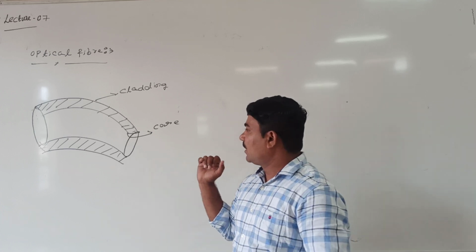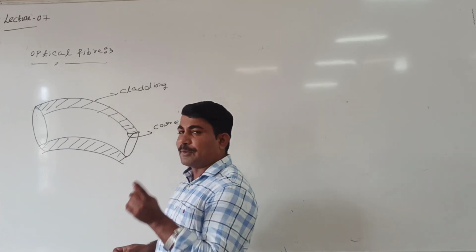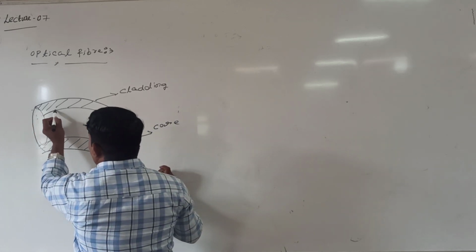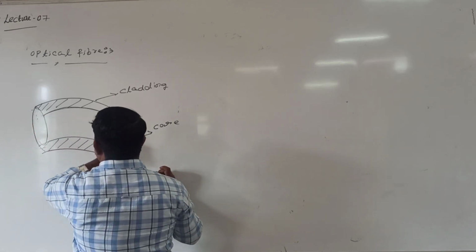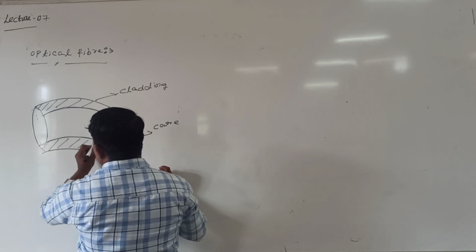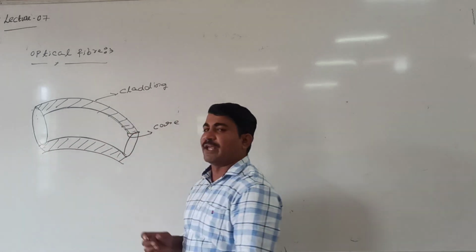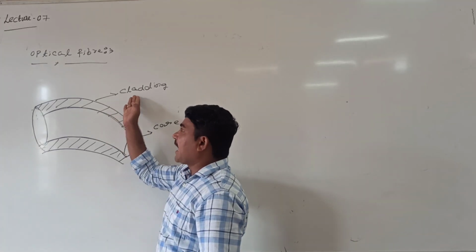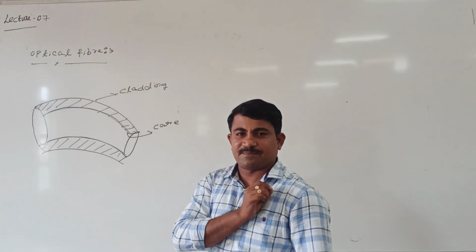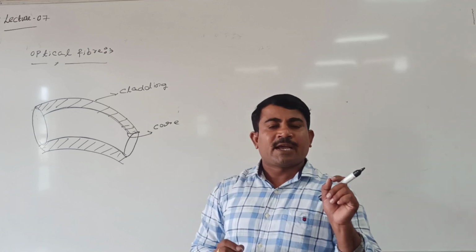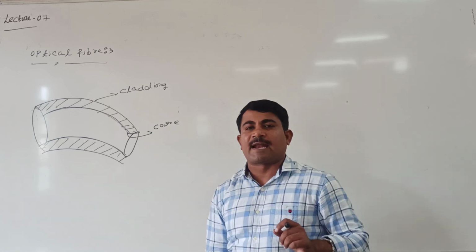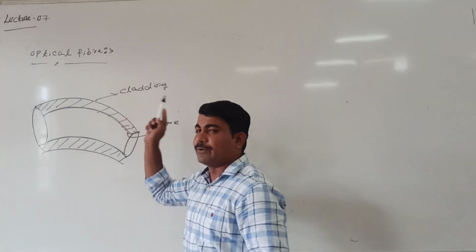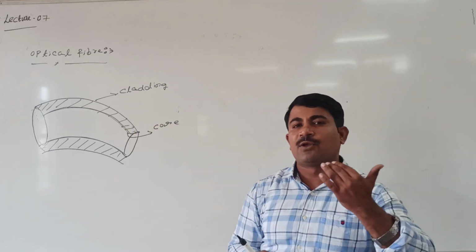See here. Optical fiber consists of two surfaces. One we call the core, which has a higher refractive index. The higher refractive index surface, the core, is surrounded by the cladding, which has a lower refractive index. Two surfaces are there: one I can call the core and the second one we call the cladding. The core has a higher refractive index and the cladding surrounding the core has a lower refractive index.